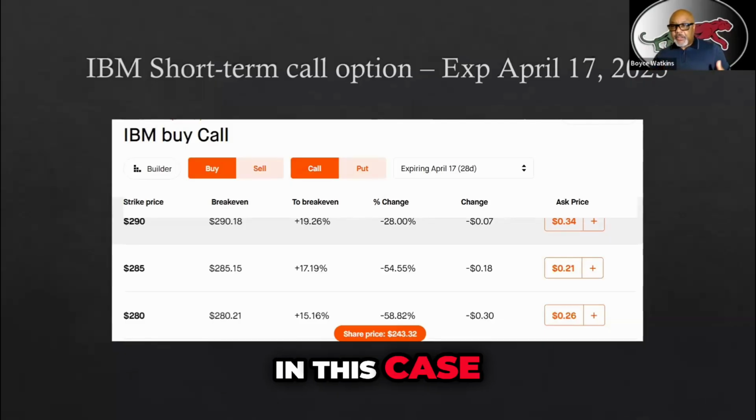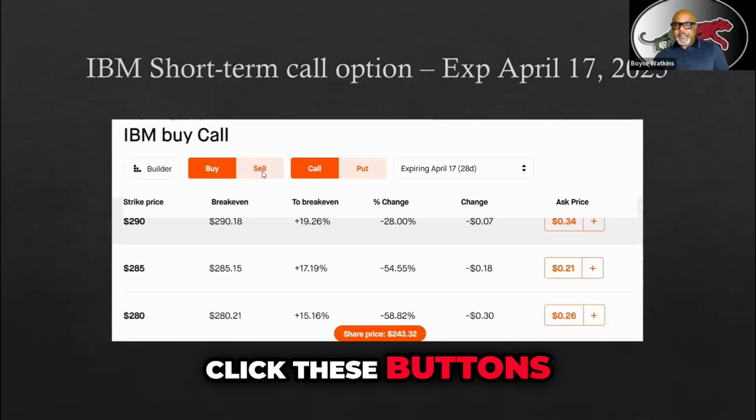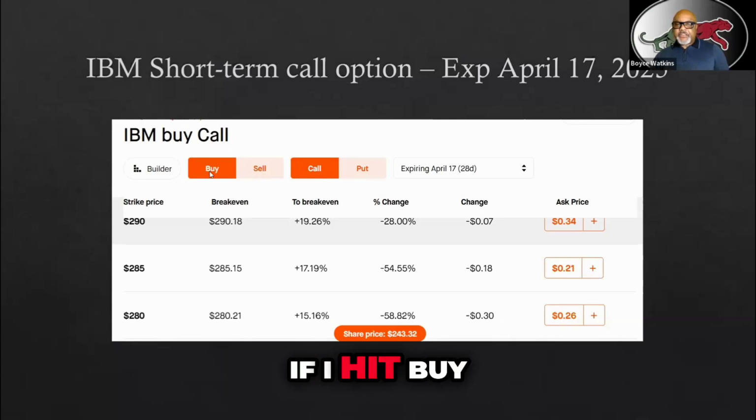So here, in this case, let's go through our 5. Well, number 1, what stock is it? Oh, it's IBM here. Is it a call or is it a put? Oh, there's the word call. Am I a buyer or am I a seller? Oh, there's buy. And how do I switch to be a buyer or a seller? I would click these buttons. If I click sell, it turns into a sell. If I hit buy, it turns into a buy.